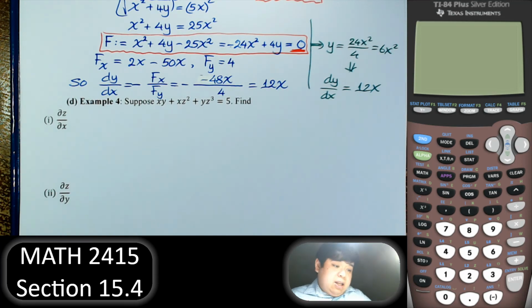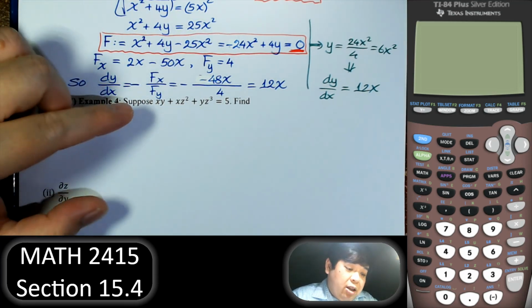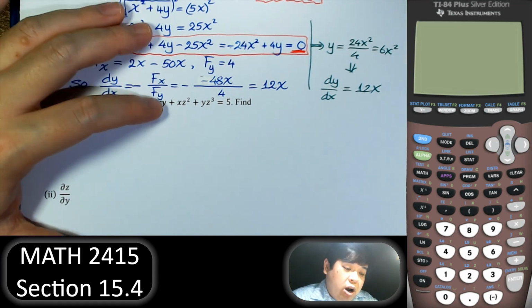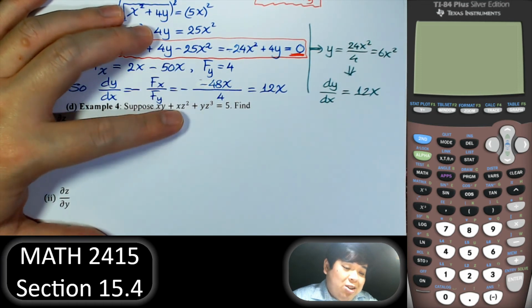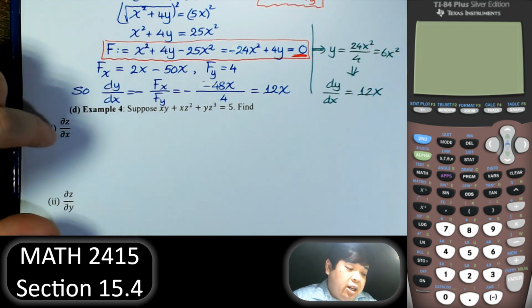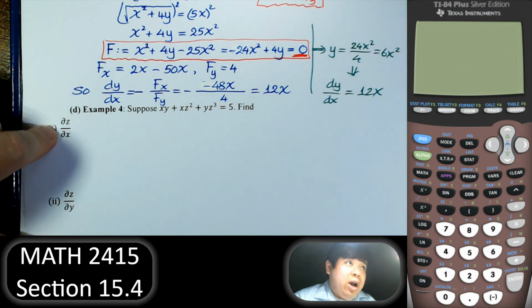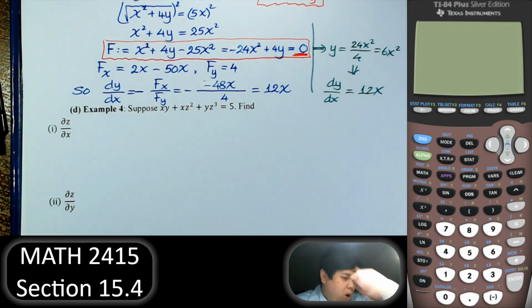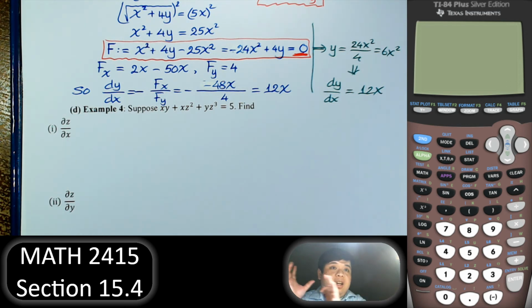Right, next, it's kind of the same thing. Suppose xy plus xz squared plus yz cubed is equal to 5. Now find partial derivative of z with respect to x and partial derivative of z with respect to y. So just like the previous problem, move everything to one side, make the right hand side equal to 0. So one side is 0, the other side is equal to f.